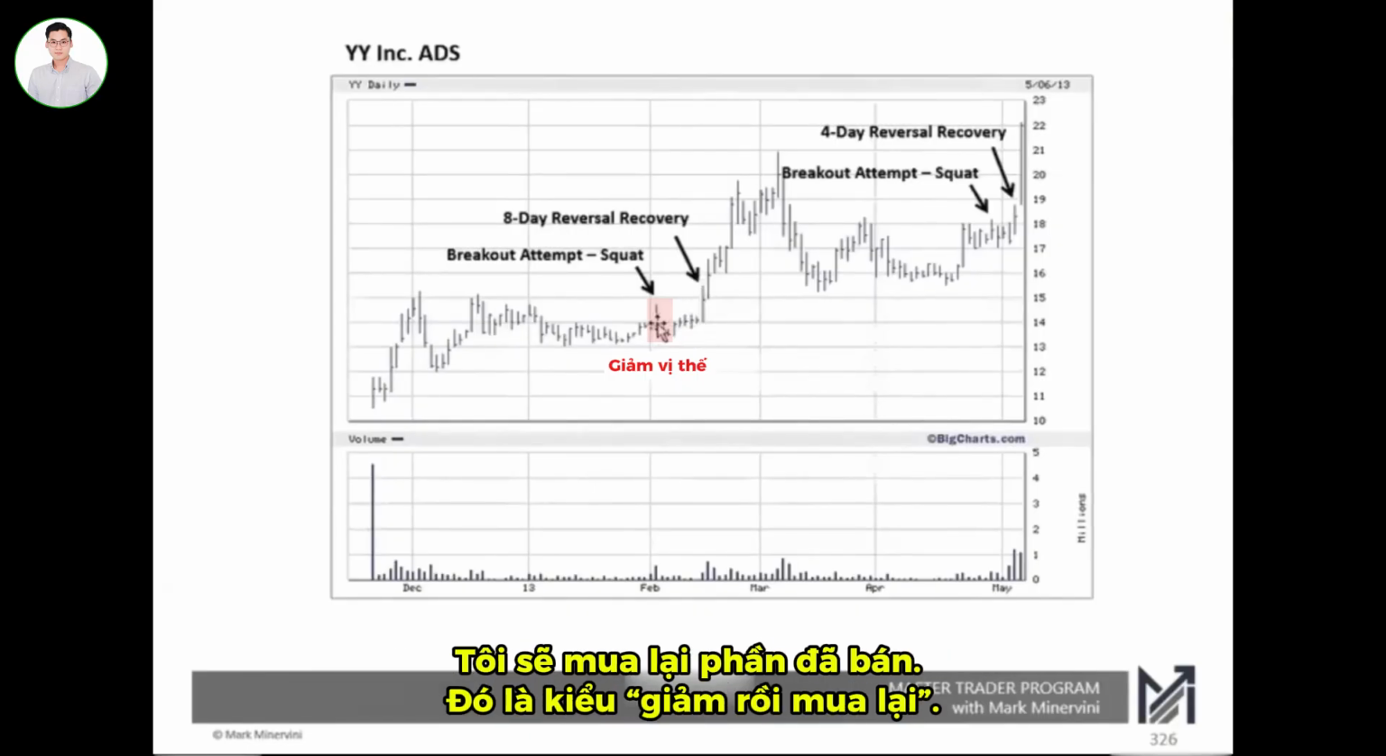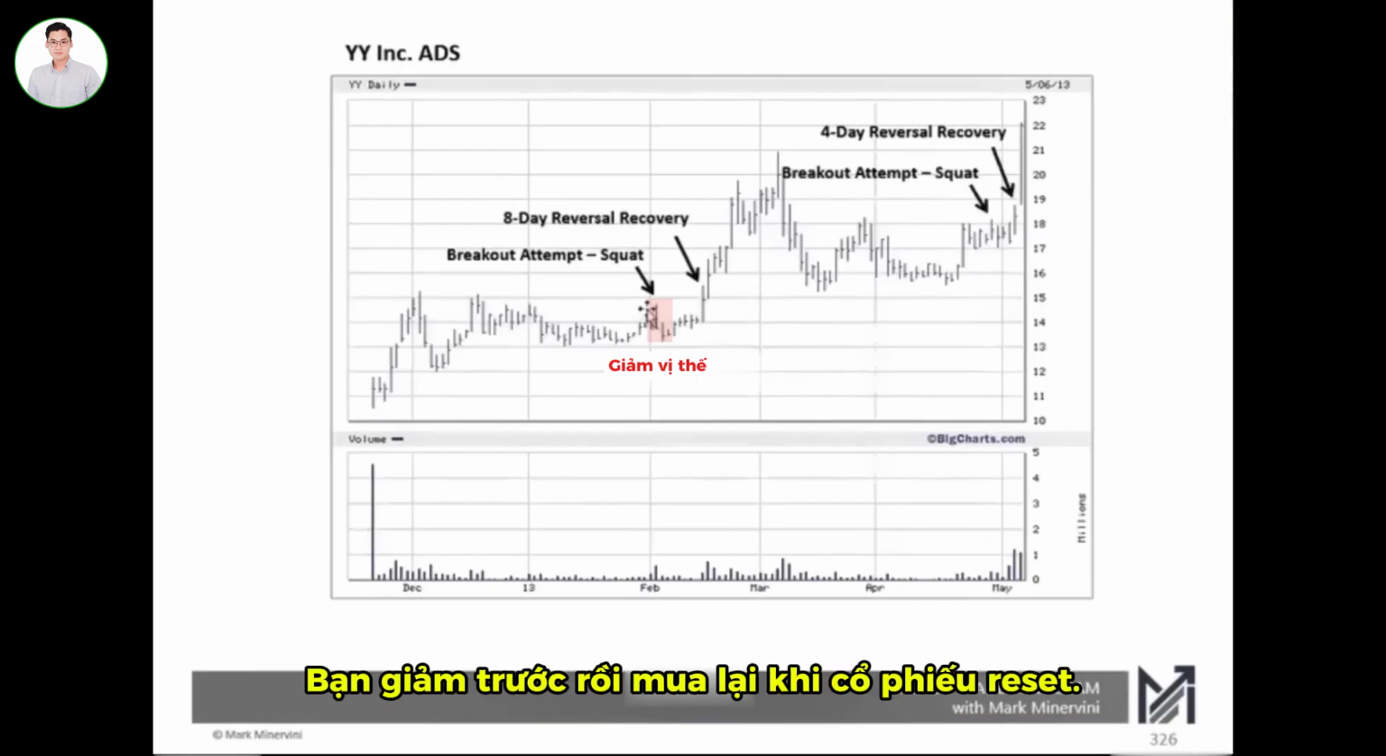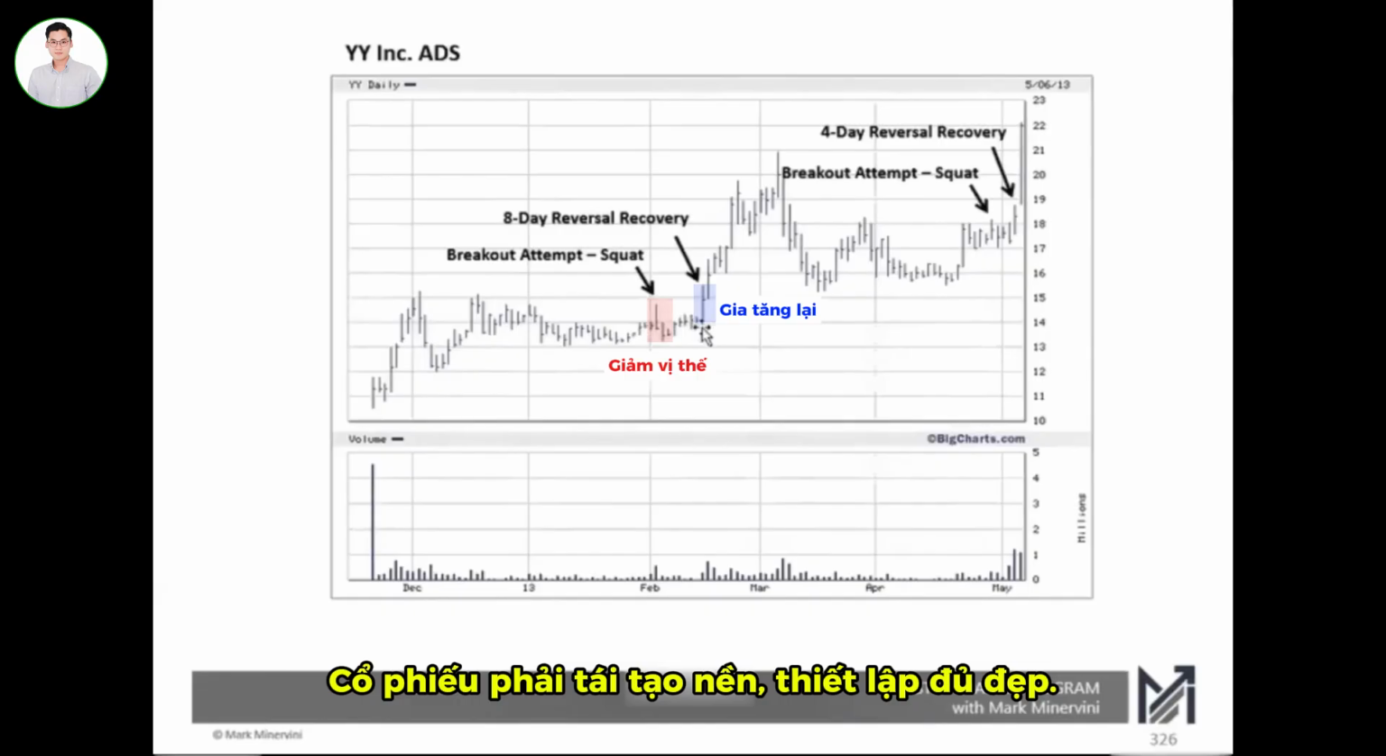A lot of times, what I'll do is I'll add back now. That's what we call a reduce and add. So you reduce it, and then you add it back as the stock resets. But the stock would have to reset, not just because it goes higher. The stock would have to reset, and it'd have to come out of a base or a setup that would be something that I would buy anyway. And certainly this is getting even better.